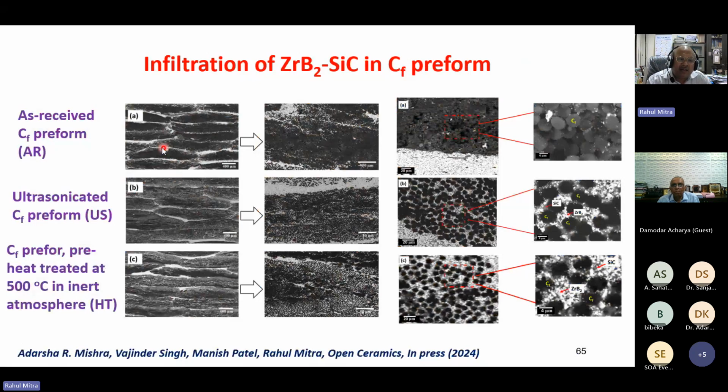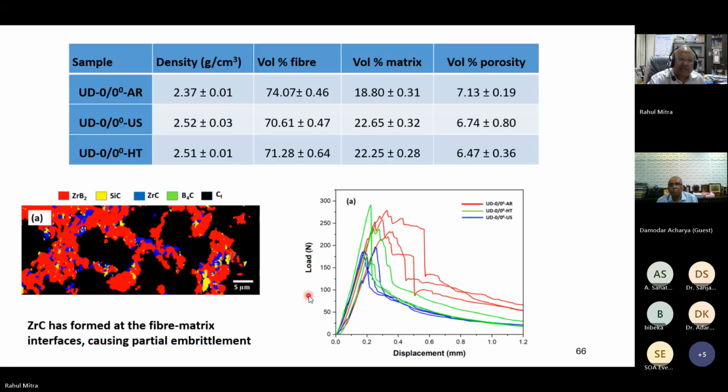Now to infiltrate the ZrB2-SiC more easily, we have used ultrasonication. We have performed ultrasonification of the carbon fiber preform so that the fibers come apart and infiltration is easier. It was also done by heat treating the carbon fiber preform, and then ZrB2-SiC infiltration was found to be better. But on heat treatment, we found formation of zirconium carbide also. And the porosity content actually decreased on ultrasonification or heat treatment, because the ZrB2-SiC infiltration was better.